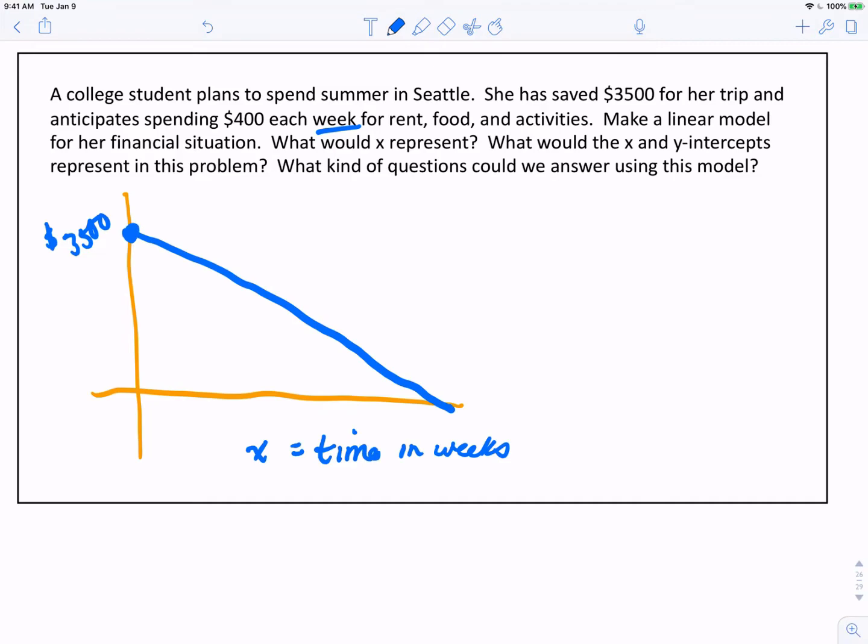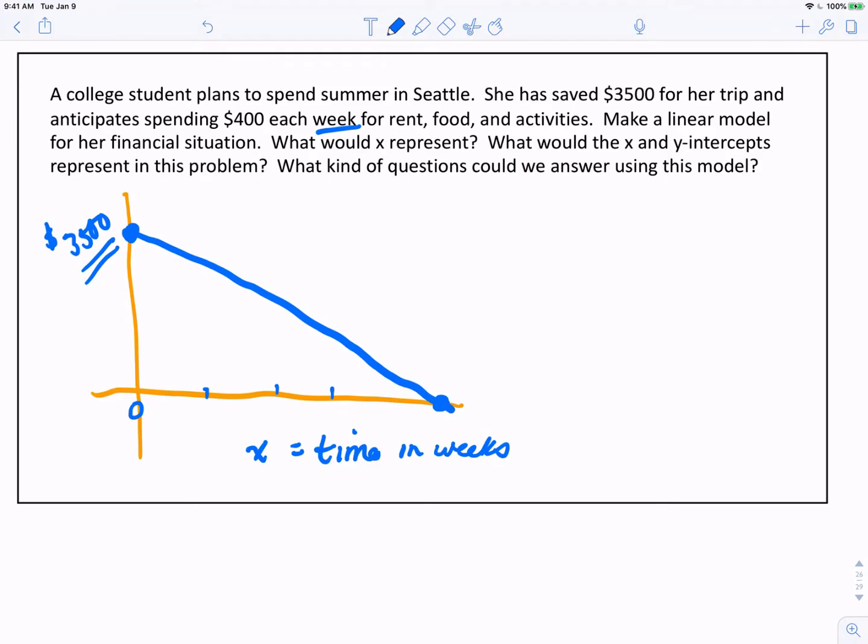Well, this is the Y intercept. That's the Y amount when X is 0. So at time 0, when she starts, she has $3,500 in the bank. This is the X-intercept. The X-intercept would represent the time when the money runs out. And what kinds of questions could we answer using this model? Well, if we were to write the equation of that line, we could see at any time in weeks how much money she had left in the bank. And we could also figure out how long it would take for her to run out of money.